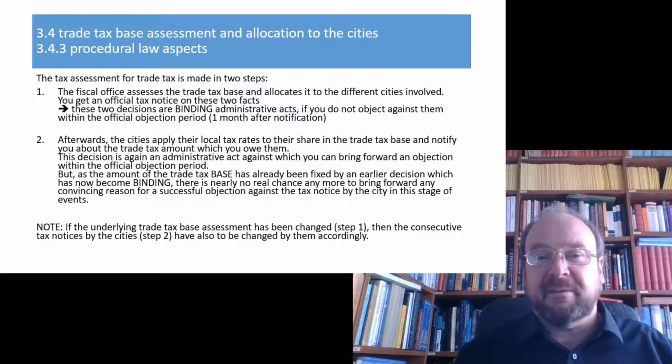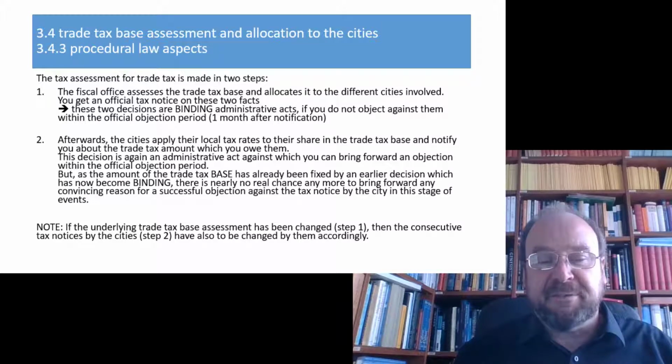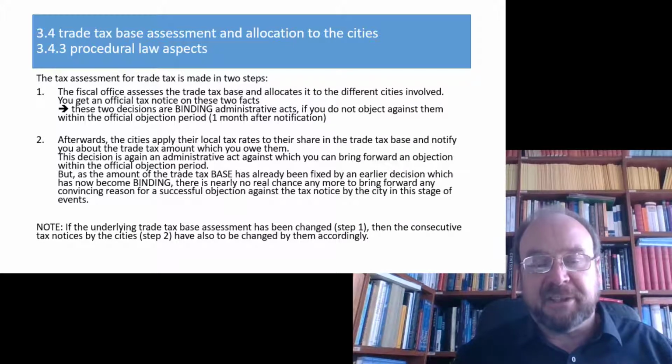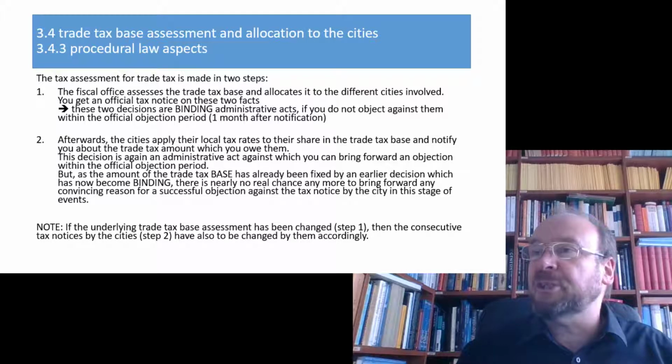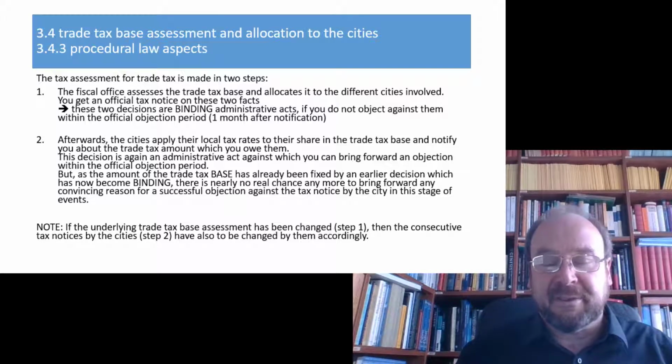For example, that new surprising facts come up without you having committed any carelessness or so. If the underlying trade tax assessment, the first step, can be changed and has been changed, then the city has to react and take over and draw the conclusions from that change. But as long as the original decision stands, you have no chance, it will remain binding. So that is important if you ever deal with such things.